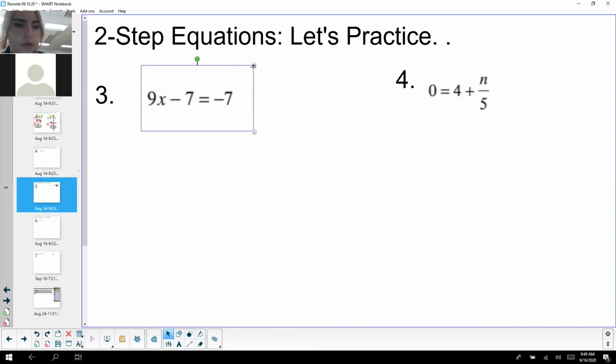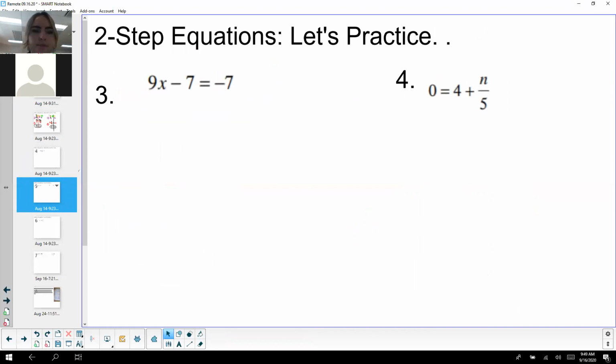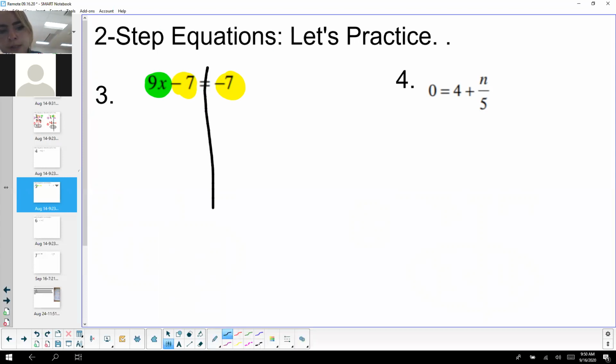Okay. So this one is 9x minus 7 equals -7. So again, our goal is to get the variable by itself. I'm going to identify my variable term first. So my variable term is 9x, and constants are -7 and -7. I'm going to draw my wall down the middle. So first things first, I need to get rid of that -7.